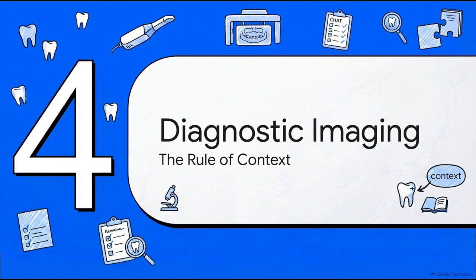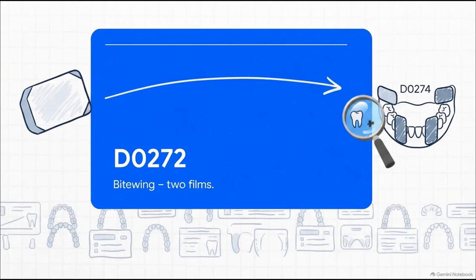Section 4. Applying diagnostic imaging codes, the rule of context. Let's look at a really common code, D0272, which is defined as bitewing 2 films. These are X-rays taken primarily to detect decay. Now, depending on the clinical need, this has sister codes in the exact same subcategory. If the dentist only takes a single film, well, you'd use D0270. If they take 4 films, you escalate that right up to D0274.